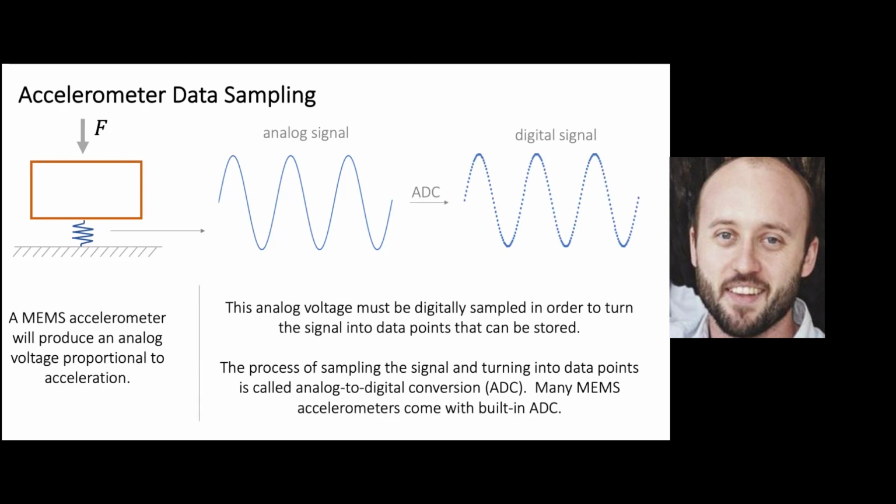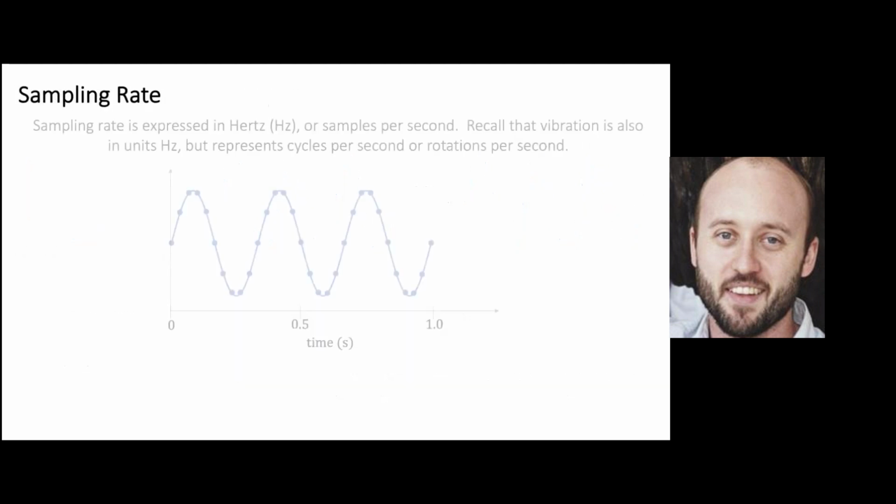So this process of analog to digital conversion, ADC, is usually built into a MEMS accelerometer. So if you're looking at a MEMS accelerometer and the specification sheet says that it is a digital accelerometer, what that means is it has built-in analog to digital conversion on the chip. So all of this is happening on that small silicon chip, and then you can pull data directly from it and do useful things with it.